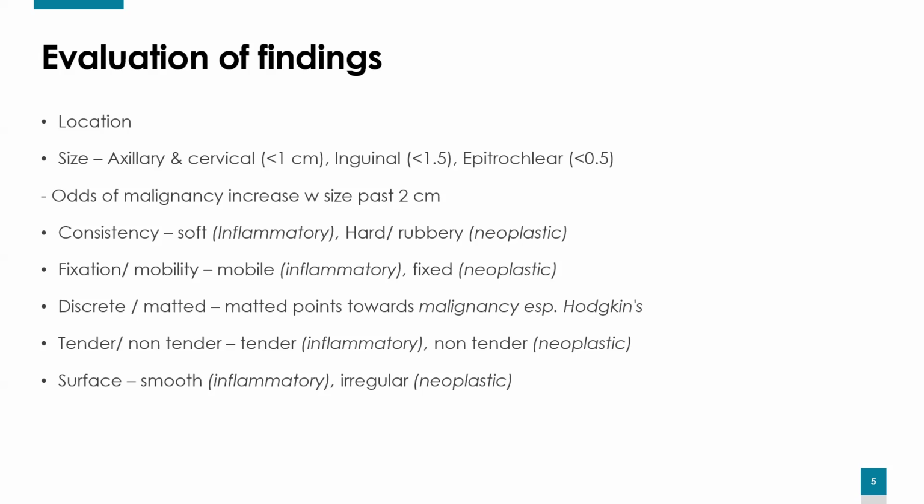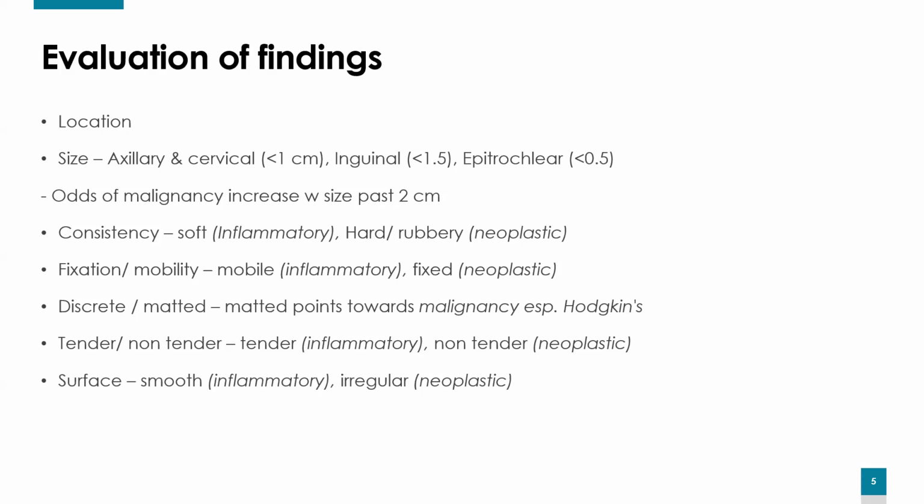Next is epitrochlear lymph nodes. So where are they located? From your first year or two, remember, in the elbow, on the medial aspect, there's the trochlear notch. Just above it, at the medial epicondyle of the humerus, that's where you find the epitrochlear lymph nodes. Swelling there is significant if it's greater than 0.5 centimeters. The odds of malignancy increase with size past 2 centimeters in all of these. If you see 3-4 centimeters, that's going toward the territory of malignancy.